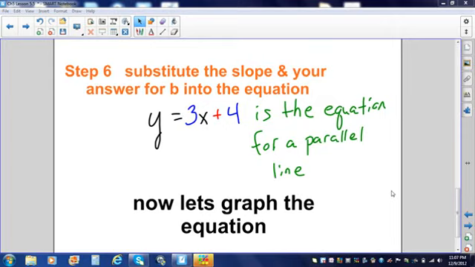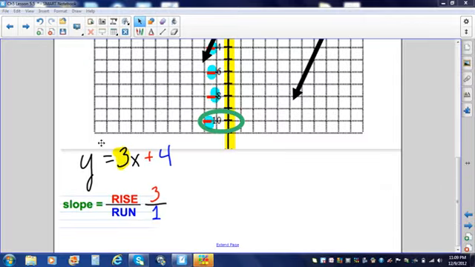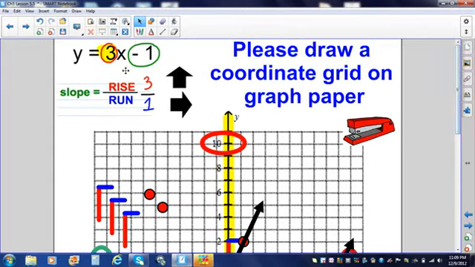Now, let's graph the equation y equals 3x plus 4, so you can see that it is parallel. You should be able to see that our slopes are the same because parallel lines have the same slope. Y equals 3x plus 4, the slope is 3. On our original equation, y equals 3x minus 1, the slope was 3 also.